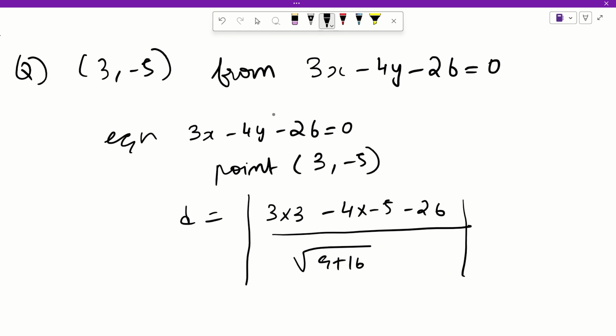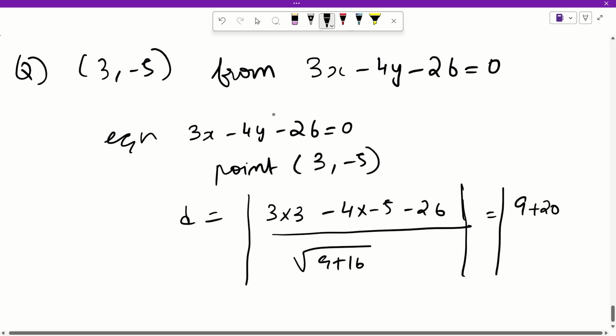So d is equal to mod 9 plus 20 minus 26 by 5, okay, equal to 3 by 5.